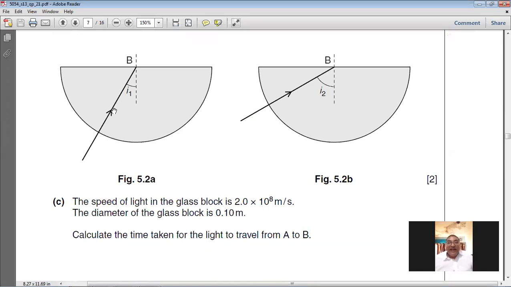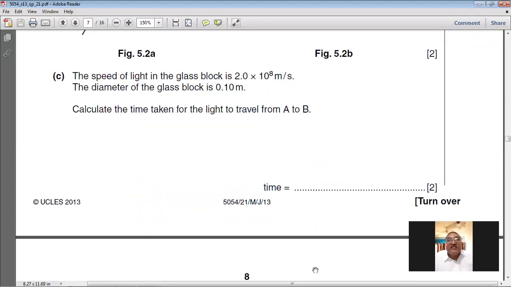From A to B, the distance is equal to the radius of the semicircular glass block. So the distance the light has to travel when it moves from A to B is equal to 0.05 meter. We know the distance the light has to travel, and we also know the speed of the light. So we can find how much time the light will take to travel. Time is equal to distance divided by speed. So just put these values in and do the calculation and you will get the answer.